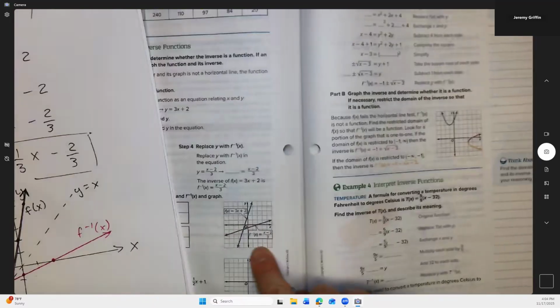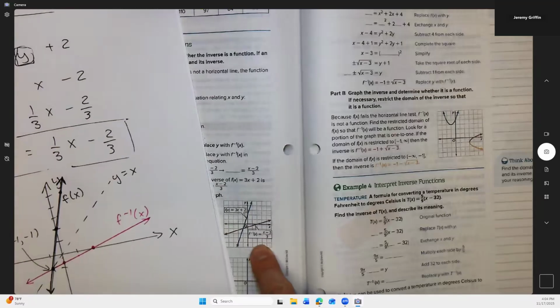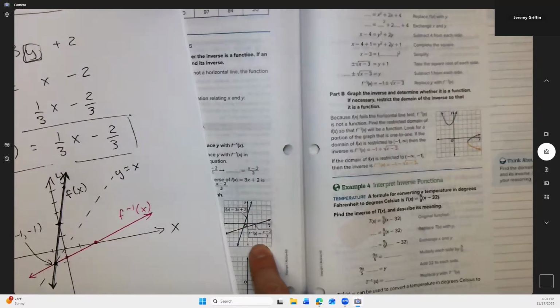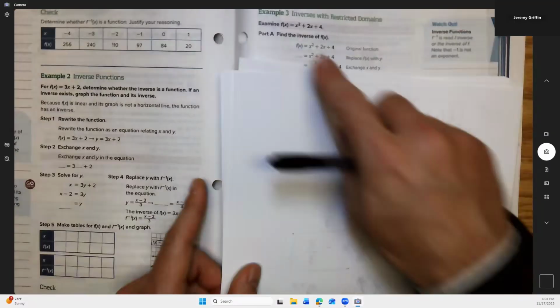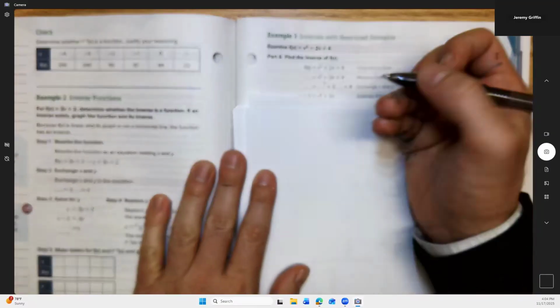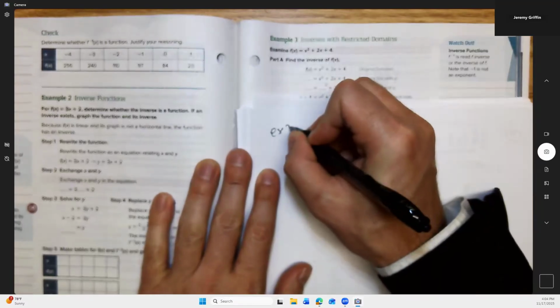Oh, you know what? Your book has the answer right here. Here it is. So what I drew and what they came up with is the same picture. Okay. All right. Example 3, inverses with restricted domains. You can see right away that there's going to be a special issue that pops up.